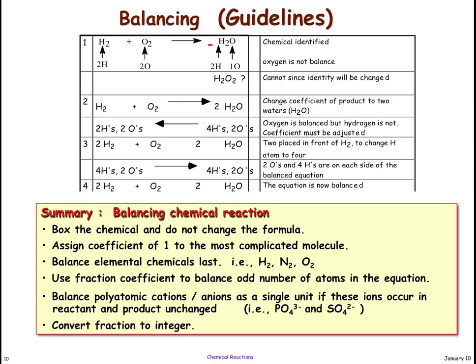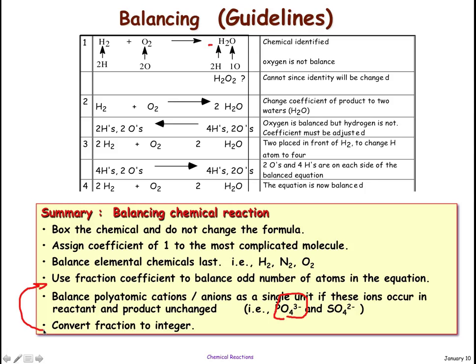Save the chemicals that only have one type of atom, like H2, N2, O2, as your very last step. The reason you want to do that is that by altering the coefficients of these chemicals, you only alter the number of atoms for that particular chemical. Use fractions to balance odd numbers of atoms in the equation. I'll show you an example of that. And balance polyatomic cations and anions by keeping the polyatomic ions intact and balancing them as a unit. This really should go up here.